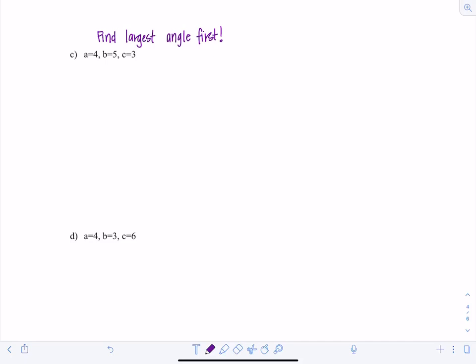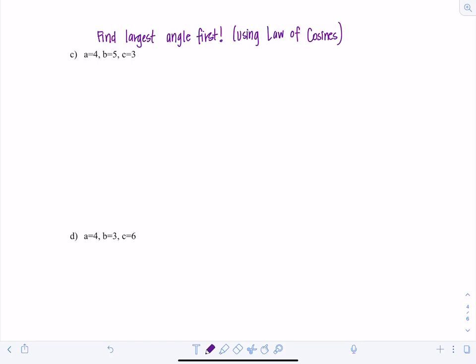Using the law of cosines. Because, remember, cosine inverse is going to give us values between 0 and 180. Ooh, sorry, cosines, I mean. That's going to give us angles between 0 and 180.